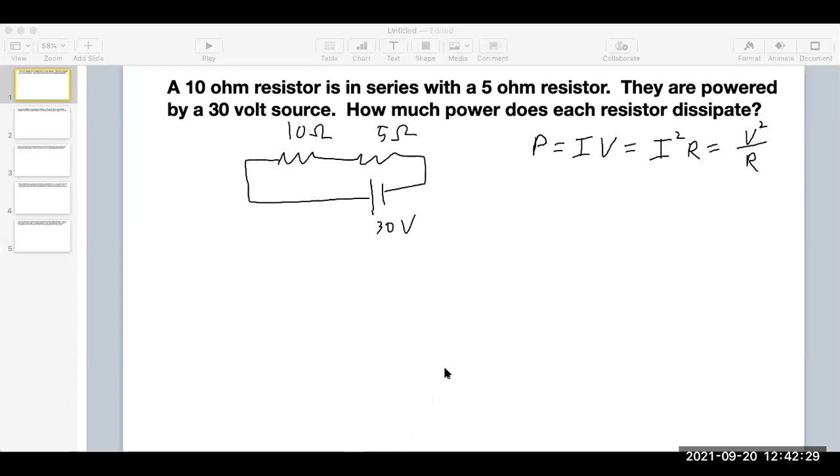It may be tempting to just jump straight into using this equation, using 30 volts and the resistance. Then you have V, you can square it, you've got R, and that would give you the power. That does not work, because in a series circuit each resistor doesn't get the full voltage. There's a loss of 30 volts going through both of them. If there was a 30 volt drop across the 10 ohm resistor, there'd be a 0 volt drop across the 5 ohm resistor, and then no current would flow. So that doesn't work.